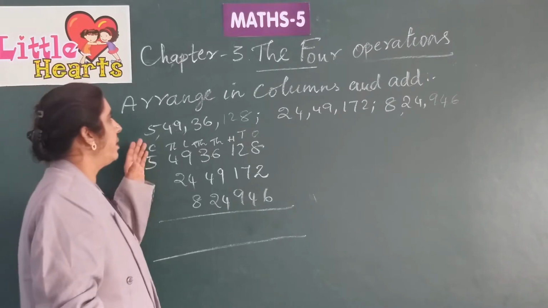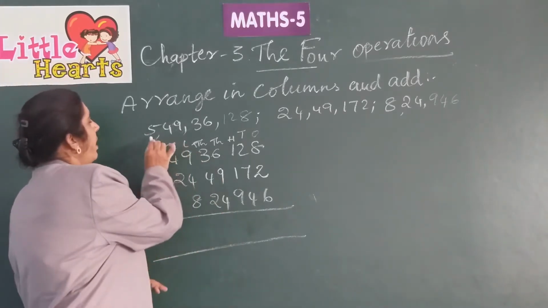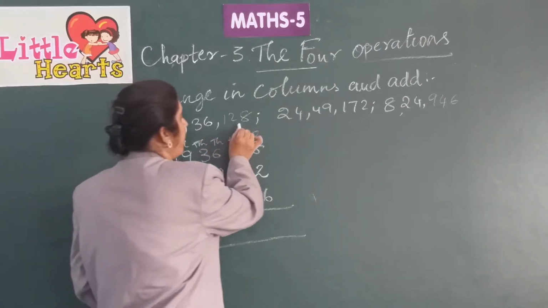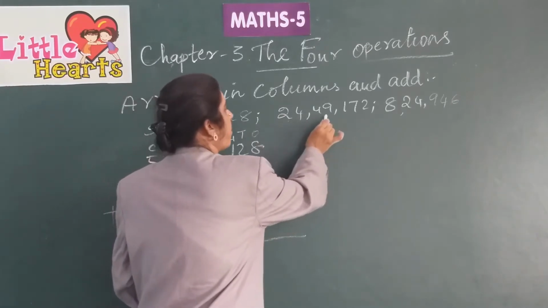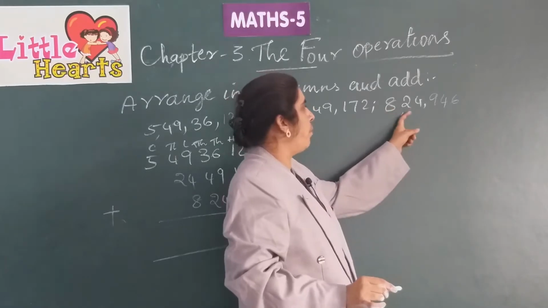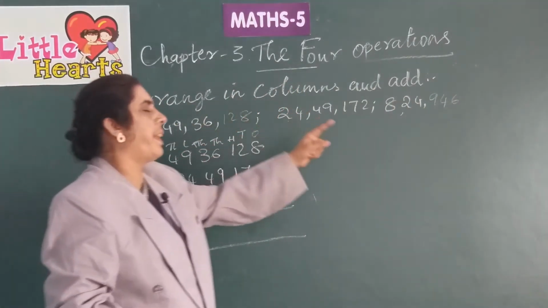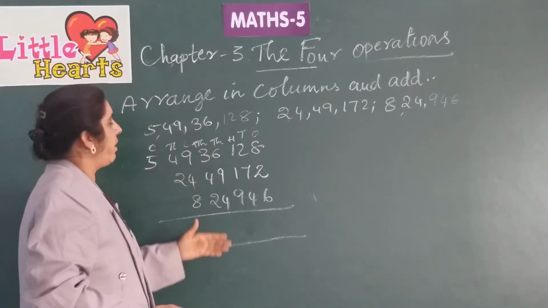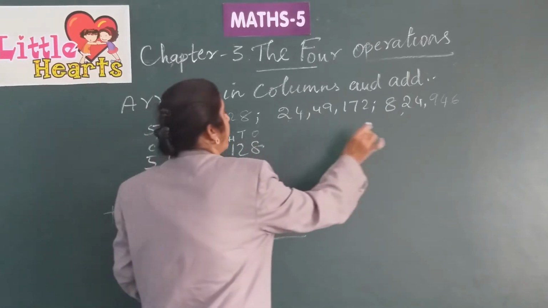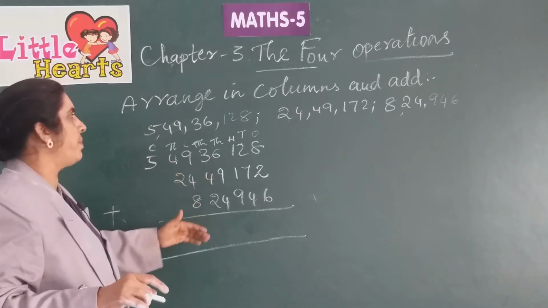Let us add these bigger numbers here. We have three numbers here, 5 crores 49 lakhs 36,128, 24 lakhs 49,172, 8 lakhs 24,946. The instruction is arrange in columns and add. The vertical arrangement is called columns and the horizontal arrangement is known as rows. So we have to arrange them in columns and add.